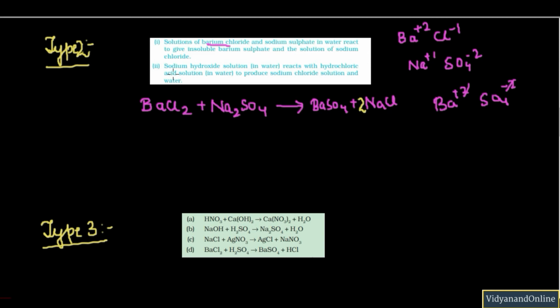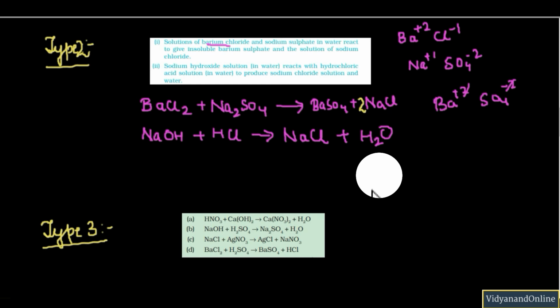Now the next part, sodium hydroxide solution. Sodium hydroxide is NaOH. It is reacting with hydrochloric acid, HCl, in order to produce sodium chloride, NaCl, plus water, H2O. Now we know Na and Na are balanced. Talking about chlorine, it is also balanced. Here there are 2 atoms of hydrogen, here also 2 hydrogen, and oxygen is 1 atom here, here also oxygen is 1 atom. So this equation is already balanced.